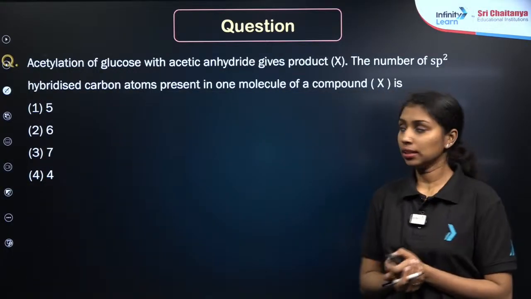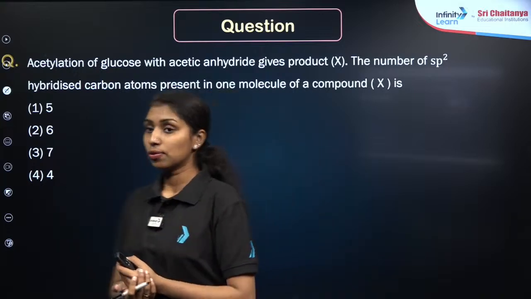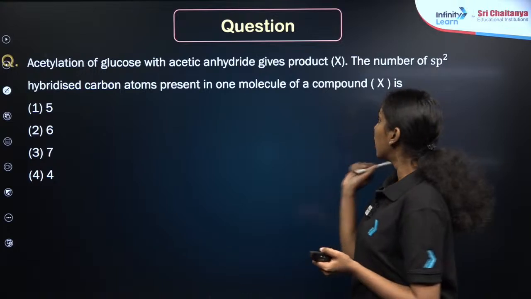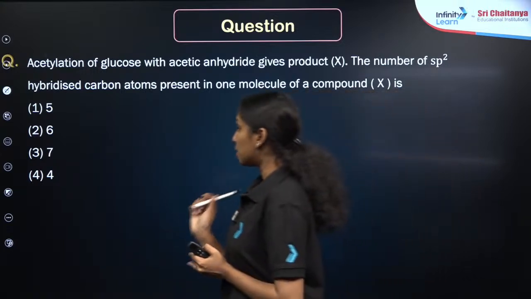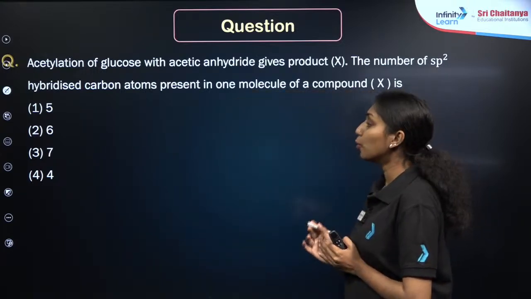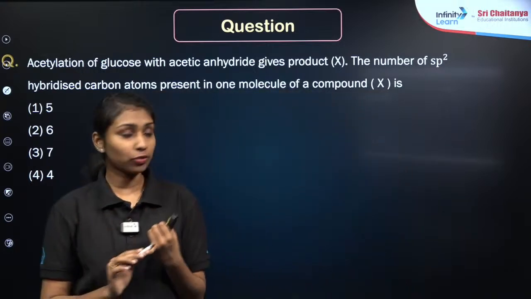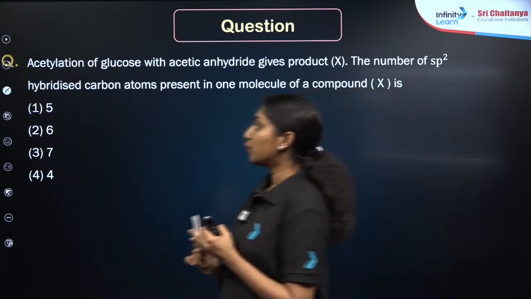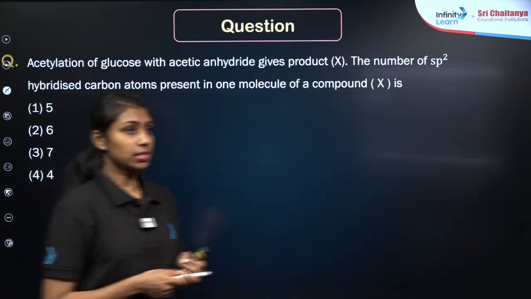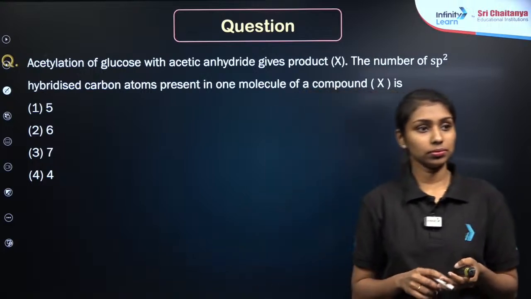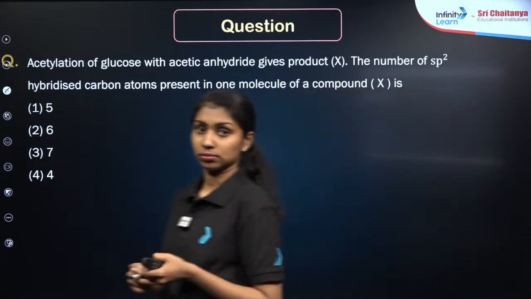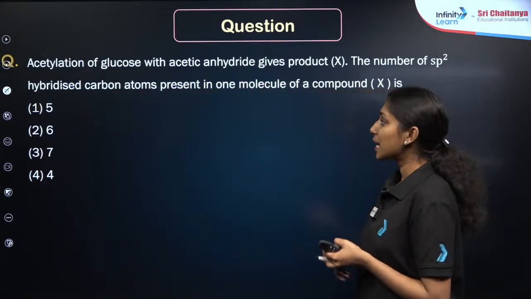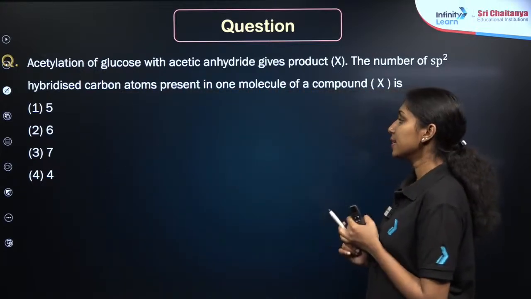Okay, here is the next question. The acetylation of glucose with acetic anhydride gives a product X. The number of sp2 hybridized carbon atoms present in one molecule of compound X is. First you have to identify the acetylation of glucose. What will be the product? Then identify the number of sp2 hybridized carbon atoms in it. This question is based on the evidence of the open chain structure of glucose, right?